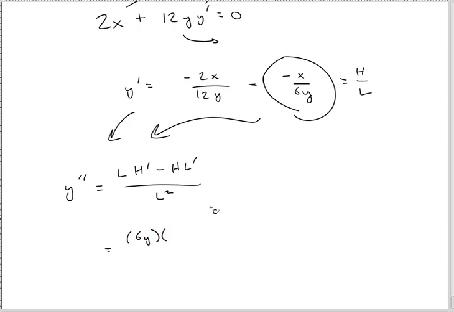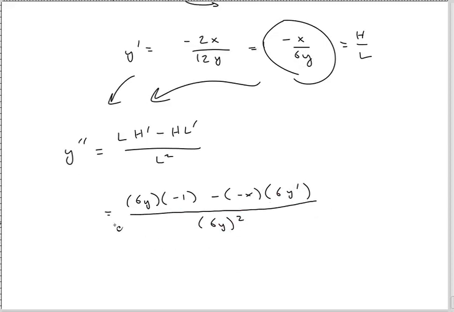6y, derivative of this guy's going to be a negative 1. Negative x. What's the derivative of this guy? Well, it's 6 y prime. Yeah, what's the derivative of y? Well, it's y prime. And then divided by the 6y squared now. So is this your answer right here? Is this your answer? Yeah, kinda.